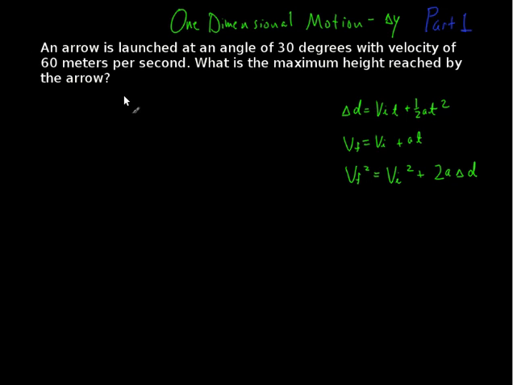This video will cover one-dimensional motion and finding the y component. Because this process can be kind of long, I've split it into 3 parts. The first part will talk about finding the initial vertical velocity.